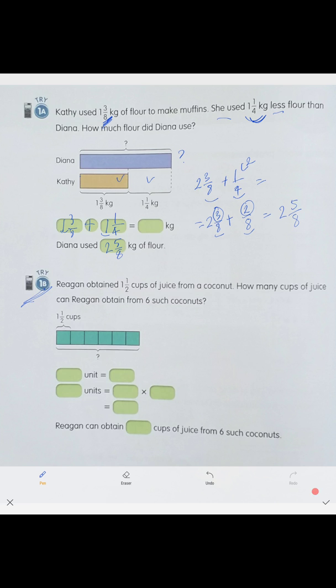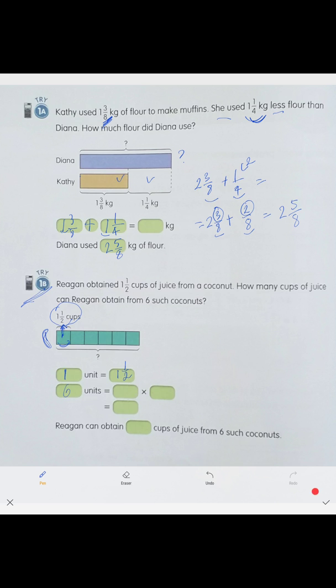2b. Regan obtained 1.5 cups of juice from a coconut. How many cups of juice can Regan obtain from 6 such coconuts? Right? Also, very simple. Here are your units. Each unit represents a coconut and how much juice you can get from a coconut. One coconut gives you 1.5 cups, right? This is the multiplication. One unit gives you 1.5 cups, right?